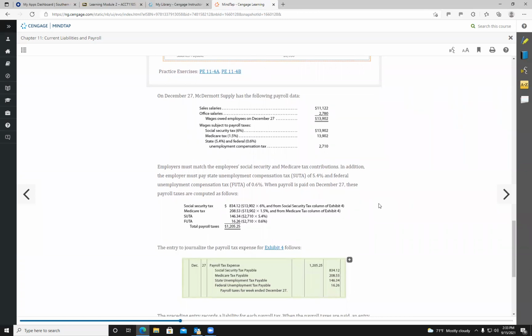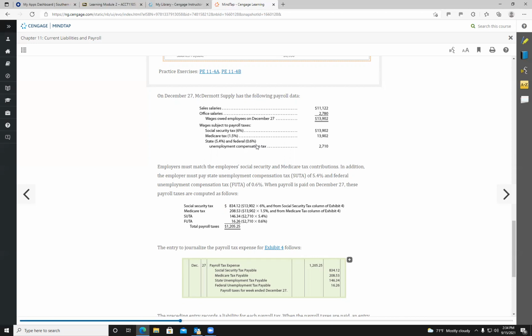December 27th, McDermott Supply has the following payroll data. Their total salary is $13,902. Wages subject to payroll taxes: you've got 6% Social Security, 1.5% Medicare, and then you've got 5.4% state and 0.6% federal, and that's the unemployment compensation tax. Employers must match the employee's Social Security and Medicare tax contributions. In addition, the employer must pay state unemployment compensation and federal unemployment compensation.